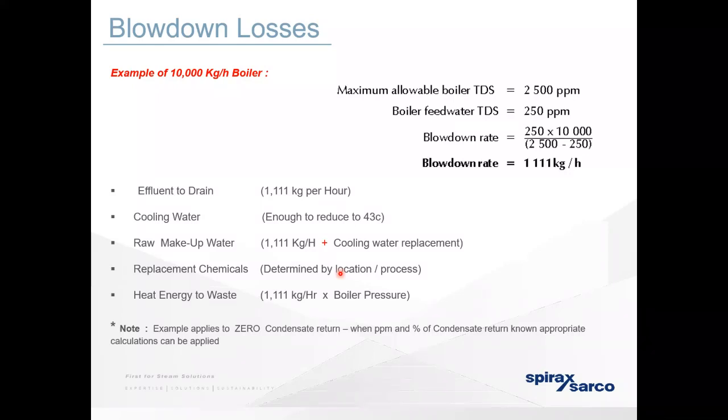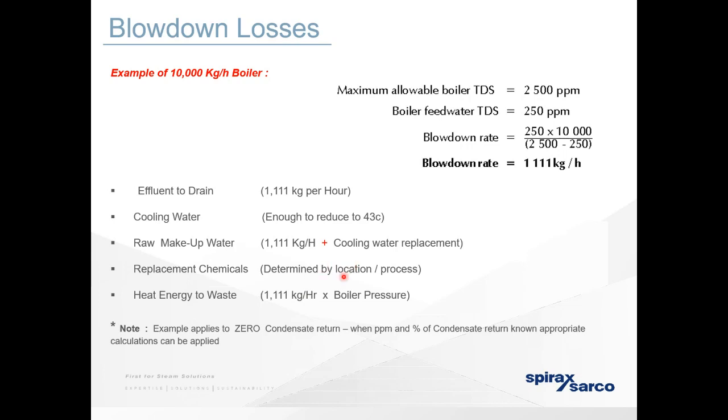So effluent to drain, as we just said, is 1.1, so 1.1 tons, let's say. Cooling water, enough to reduce the temperature to 43 degrees C. So the raw makeup water is the wastage plus the cooling water replacement.